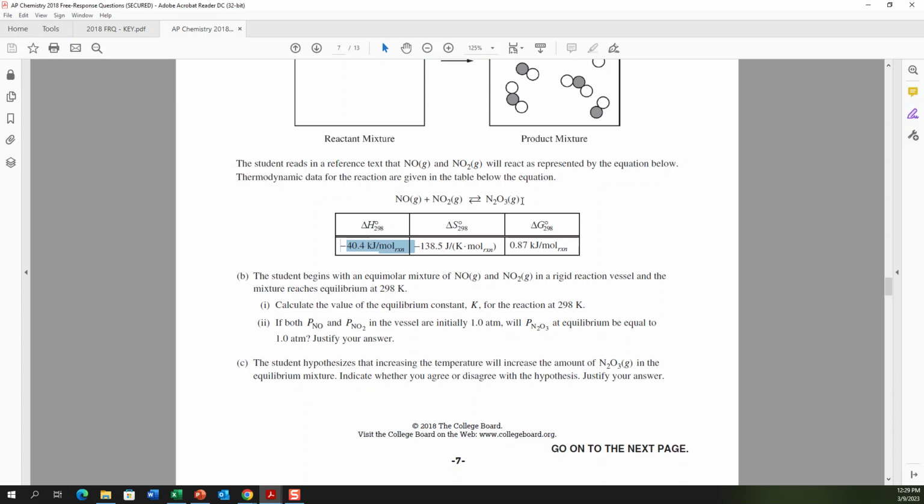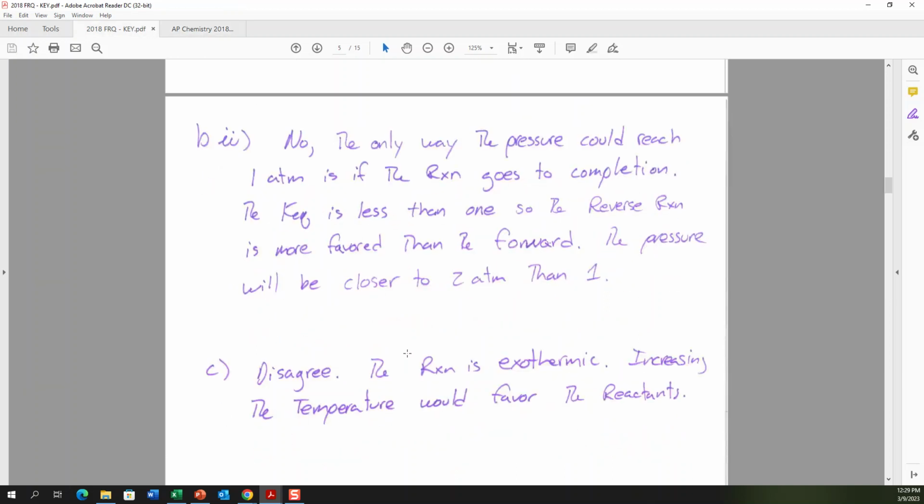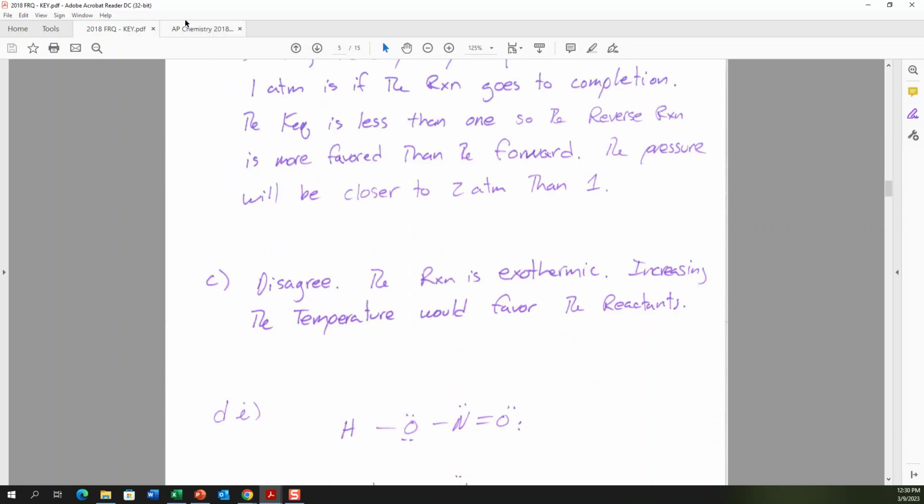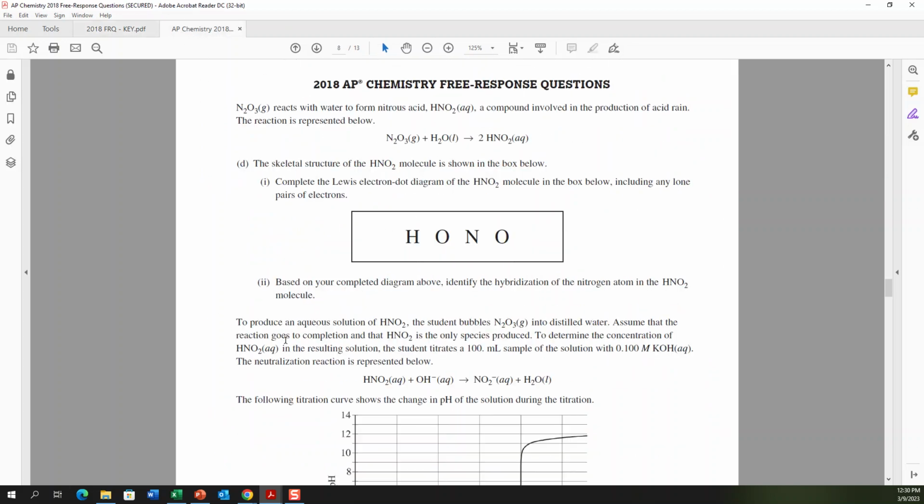So adding heat would cause it to shift this way, and you would end up losing more of the N2O3, not gaining more of it. So disagree. Increasing the temperature of an exothermic reaction would favor the reactants, not the product. Let's see. The reaction is exothermic. Increase in temperature would favor the reactants. There you go. That works. Okay. All right, part D.